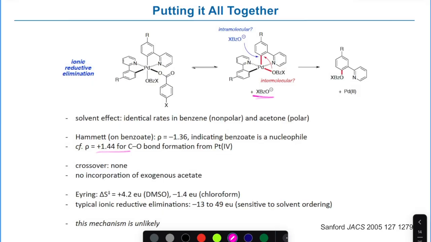Crossover, they said none. Does anybody know roughly what it might mean here if somebody said you tried a crossover reaction?